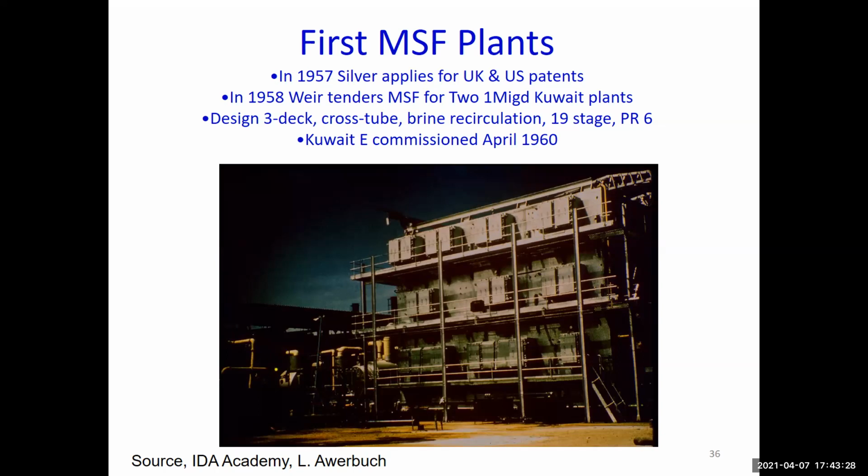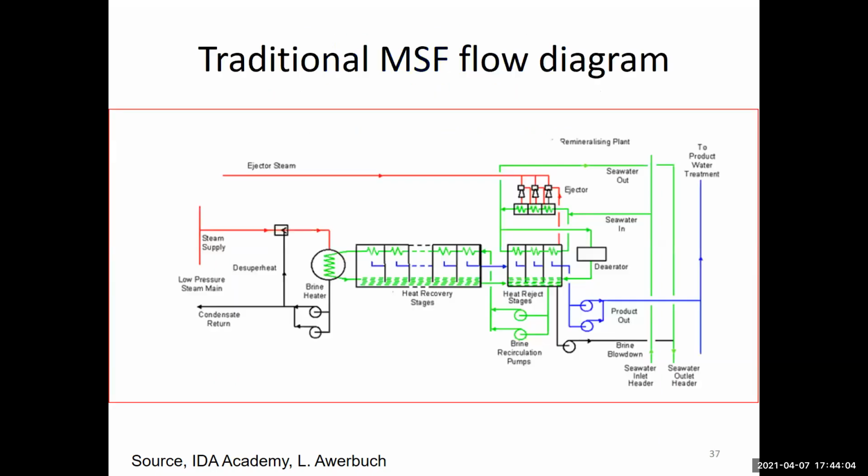Each one is 1 million gallons per day in Kuwait. And they have 3 decks, cross-tube arrangement, brine recirculation, 19 stages. The PR of the plant was 6, and it was commissioned and put into operation in 1960. So that was the first. It started in 1957, but it started operation at 1960. So the picture is not very clear, but this is the clearest one. We're glad that we could have this picture anyway, just as some sort of documentation to the first plant that has been operated with this technology.